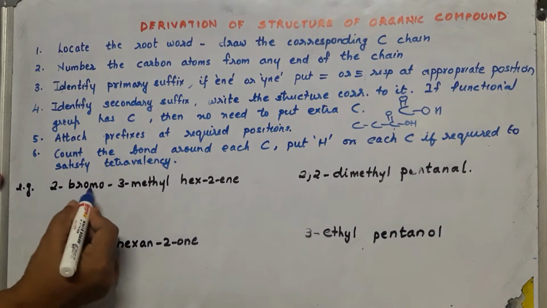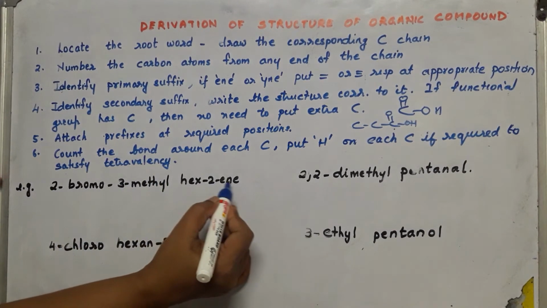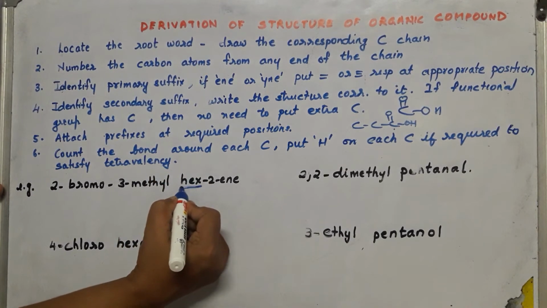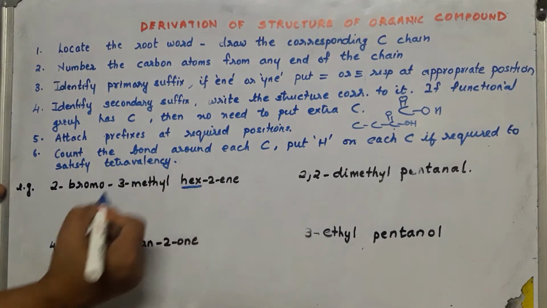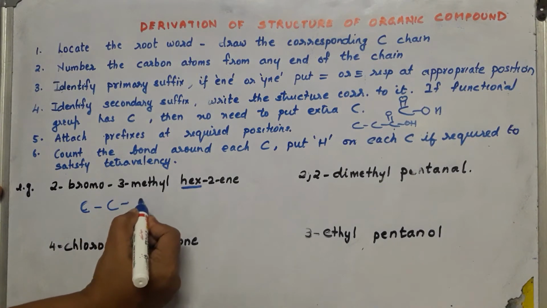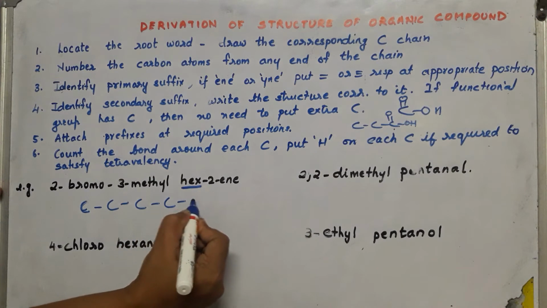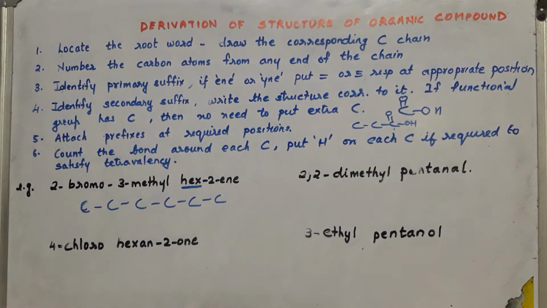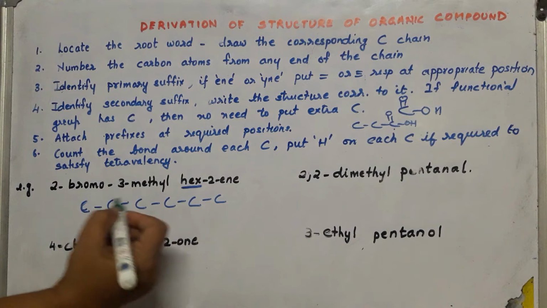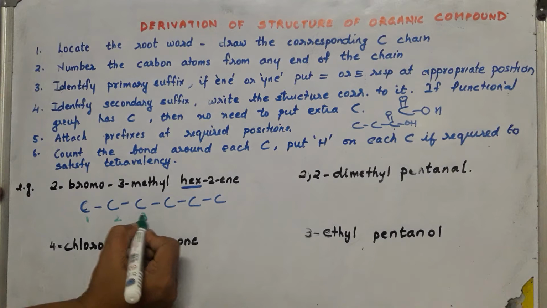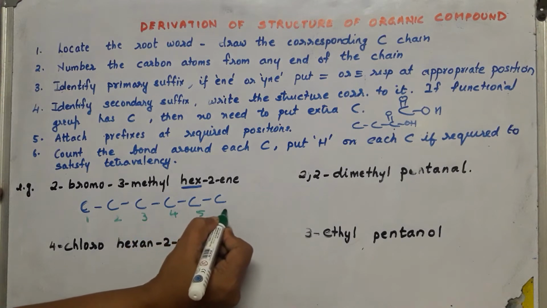Okay, 2-bromo 3-methyl hex 2-ene. So when you get a name, first thing is you locate the root word. Root word is hex. Hex means 6 carbon. So first of all, put 6 carbon in a straight chain. Okay. Second step is numbering. Numbering can be done from any end of the carbon. So I am doing from this end 1, 2, 3, 4, 5, 6.